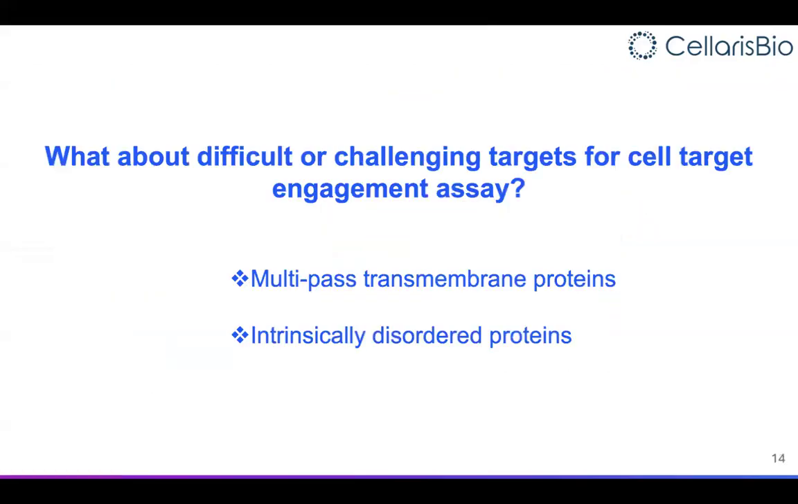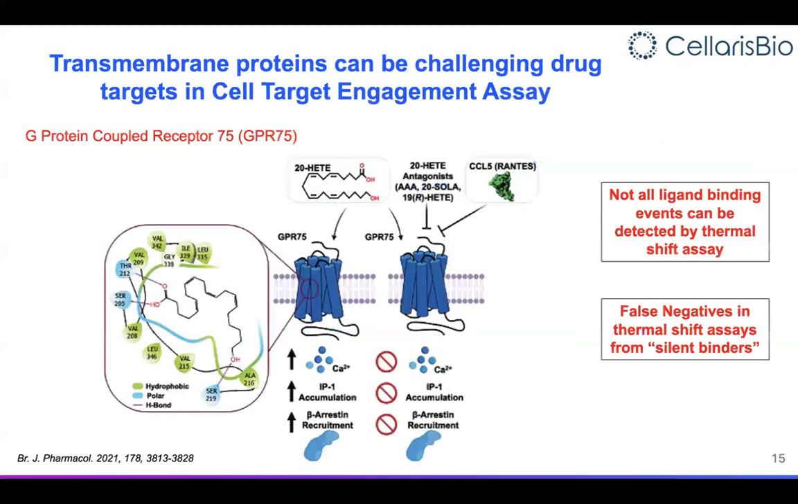So the data I presented was for a well-behaving kinase that generates very good data in the microtag system. But as anyone knows who works in cell target engagement, every particular target you work with behaves differently. And there are some that are more challenging than others. Some of the more challenging ones are multipass transmembrane proteins, such as GPCRs. And others that are challenging are intrinsically disordered proteins, such as transcription factors.